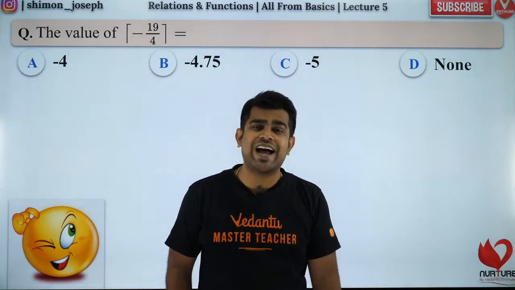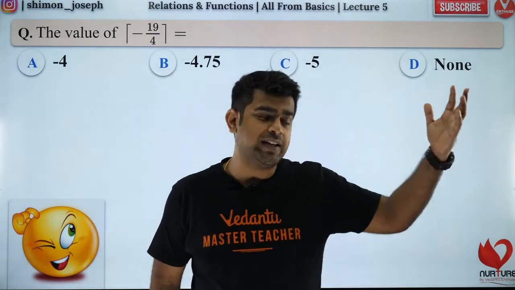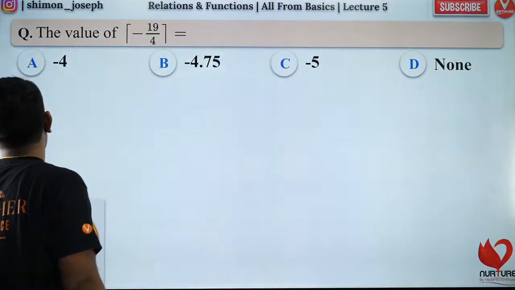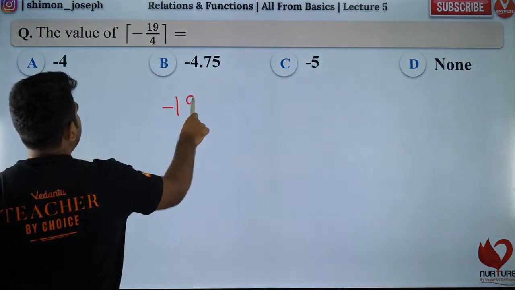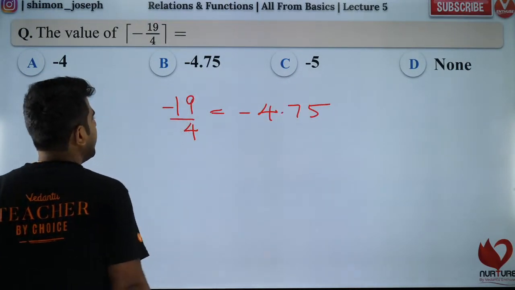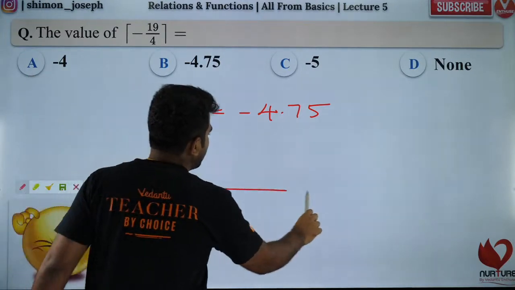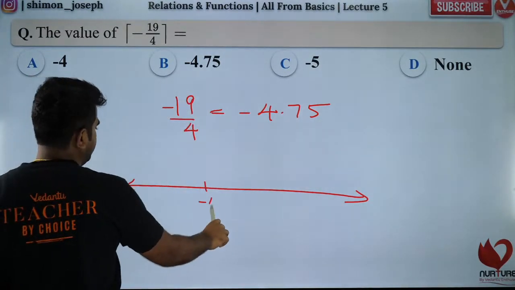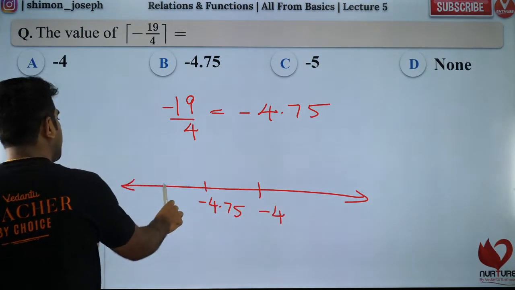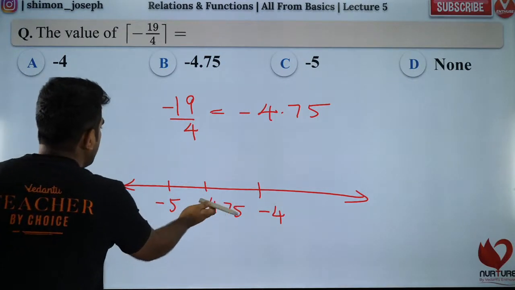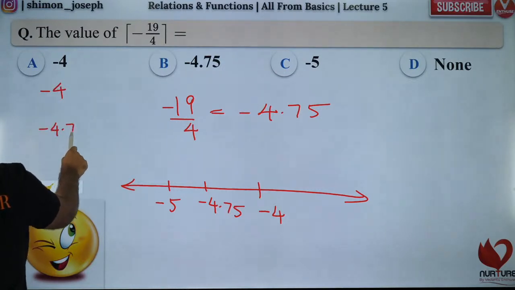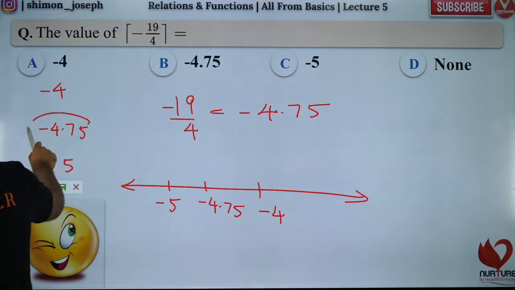So people, what is the right method to do this? How do you solve it? Let's do it by sticking to our basics. What is minus 19 by 4? Minus 19 by 4 is equal to minus 4.75. So minus 4.75, I will plot it on the number line. The next integer is minus 4. The previous integer is minus 5. Now just make it vertical. If I make it vertical, I'll have minus 4.75 and minus 5.